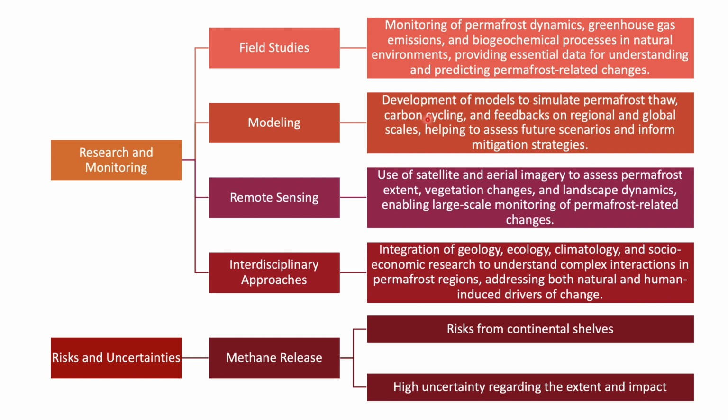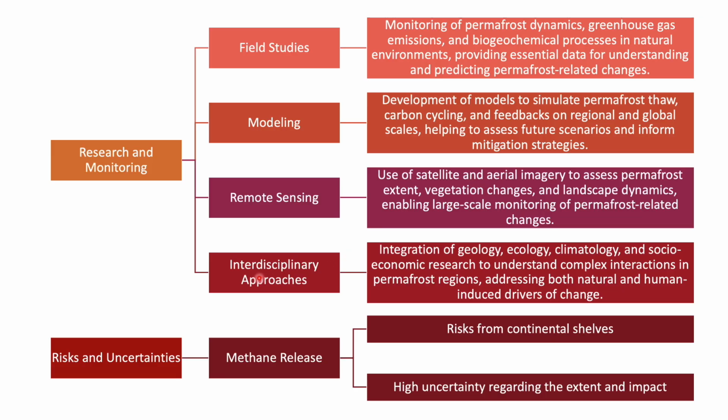Modeling, as we know, means computer simulated models can be developed, and remote sensing satellites give a clear picture of what is actually happening. Infrared pictures can tell the temperature of the ground. So from that we can also see how the active layer is changing. And similarly, interdisciplinary approaches include integration of geology, ecology, climatology and other areas in understanding this particular change.